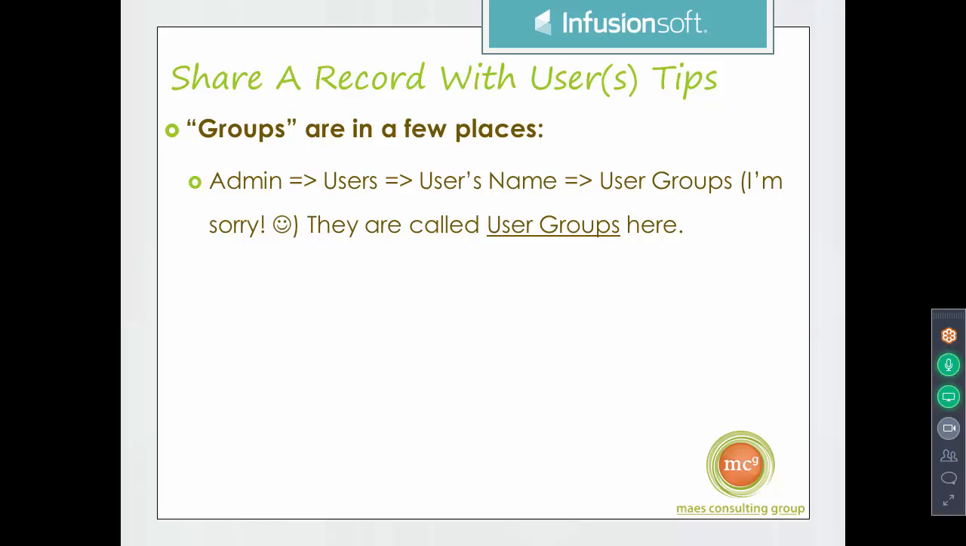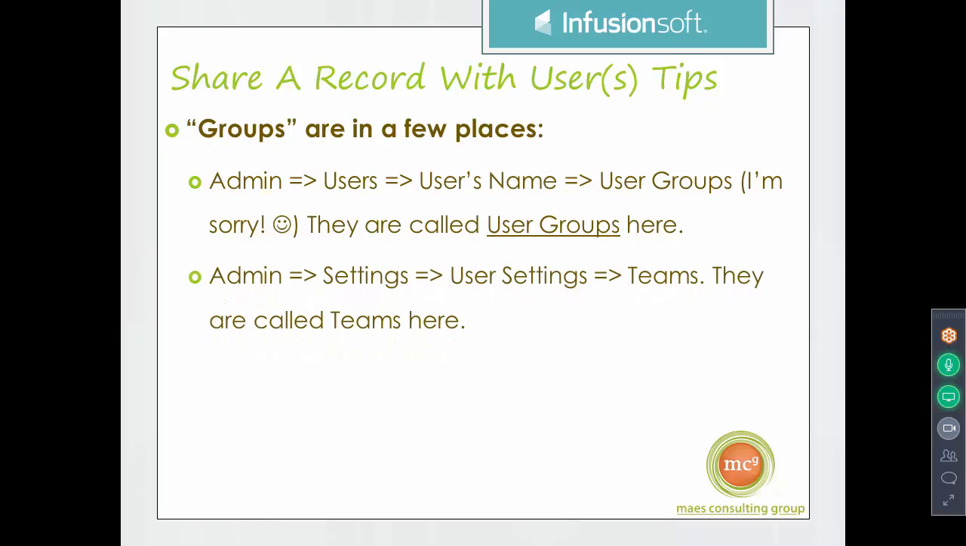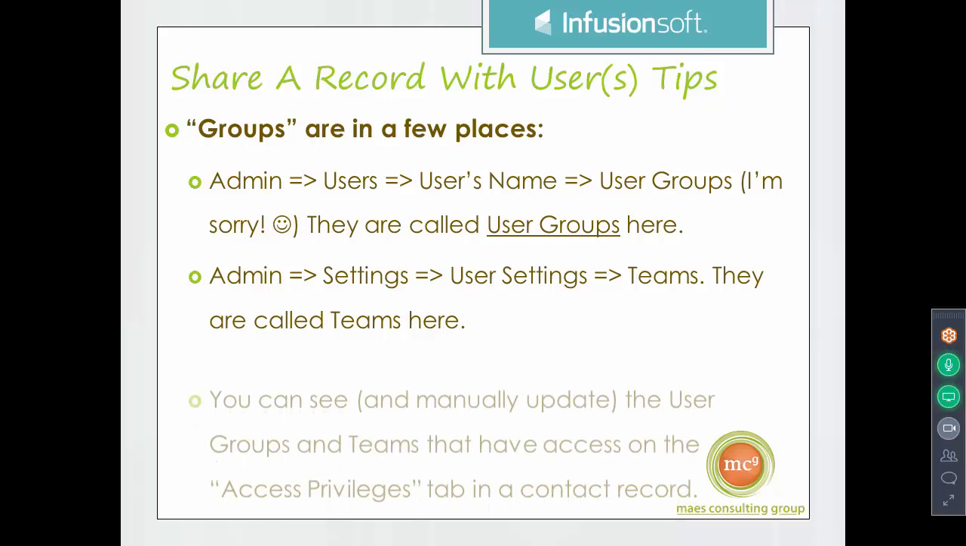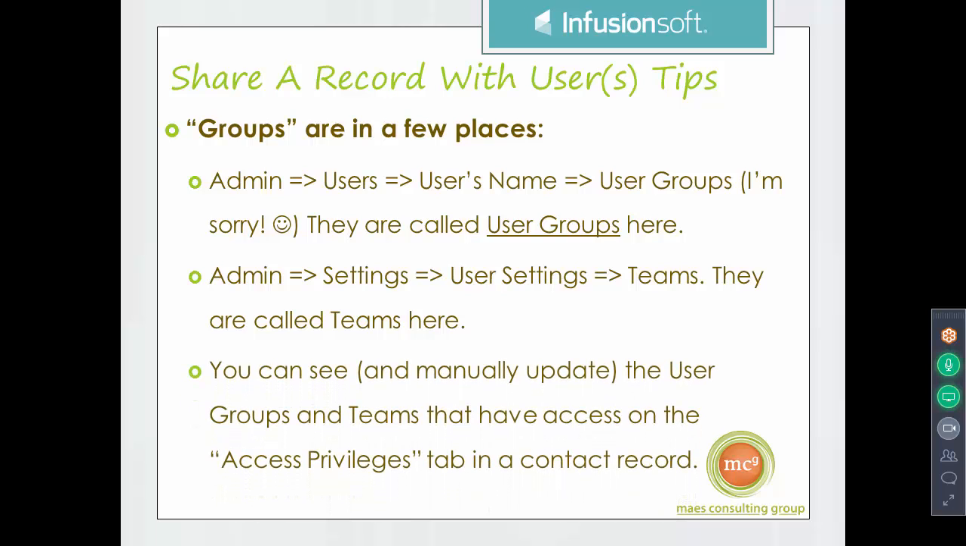So there are user groups here. You could go into somebody's user account and you could add them to a group from here. There's one more spot. You could go from admin to settings, to user settings, to teams. And teams equals groups. Just two different names. So you can see and manually update user groups and teams, like who has access to what, by looking in the Access Privileges tab in a contact's record.